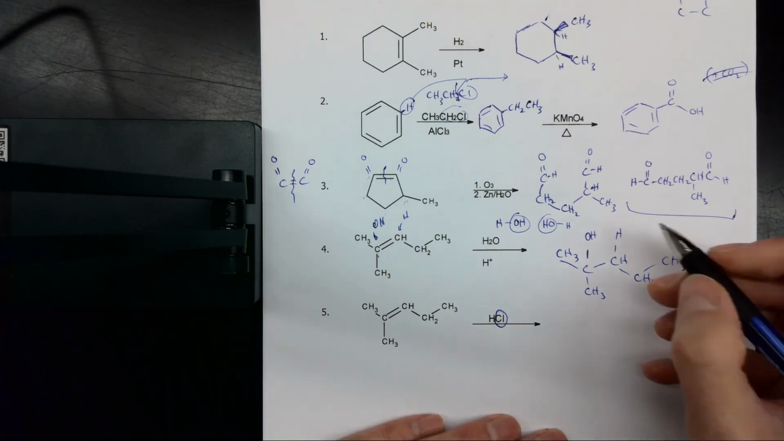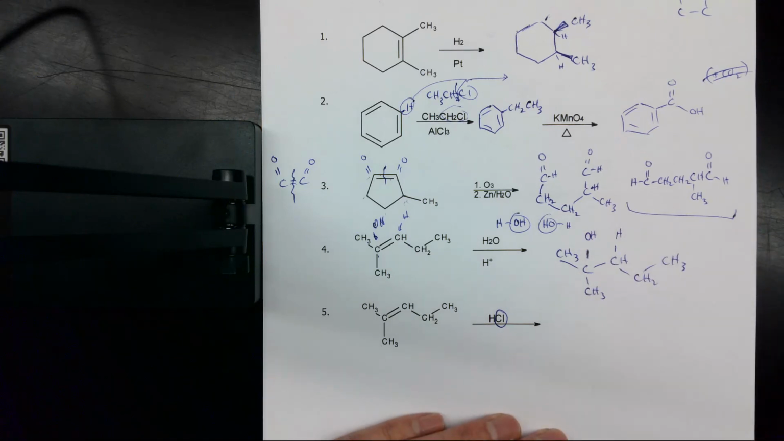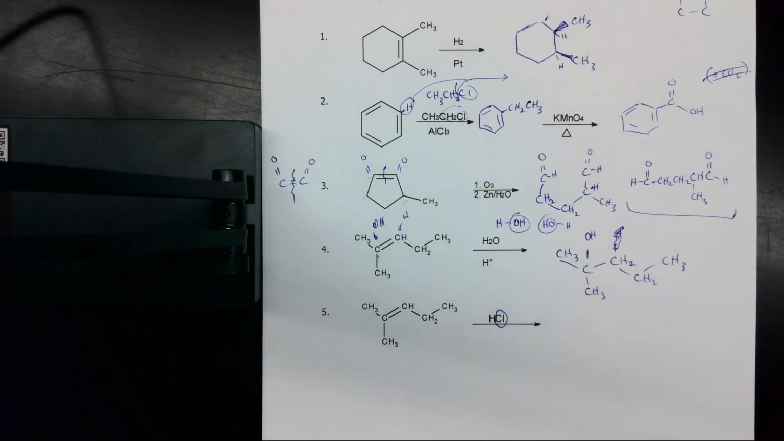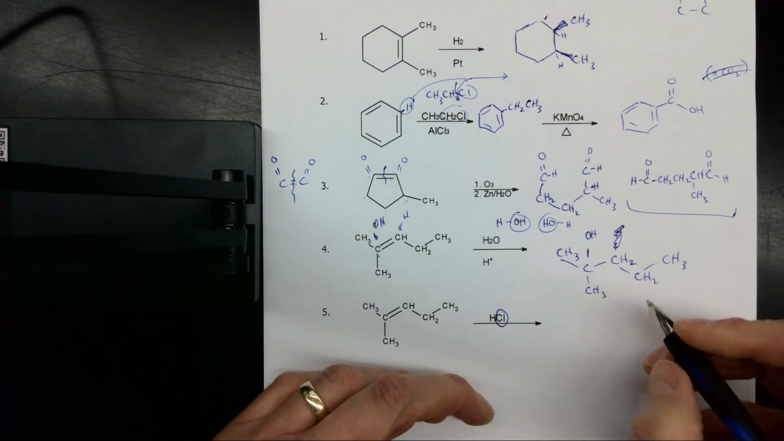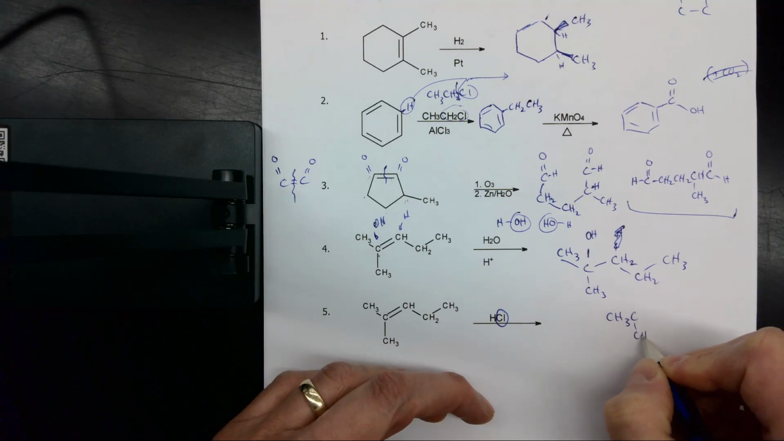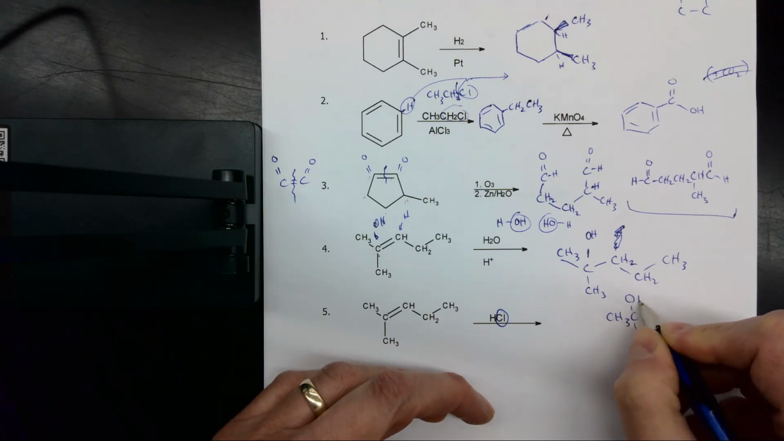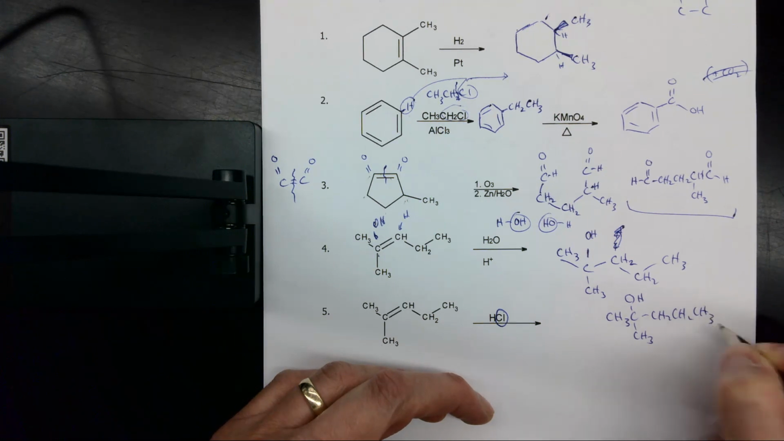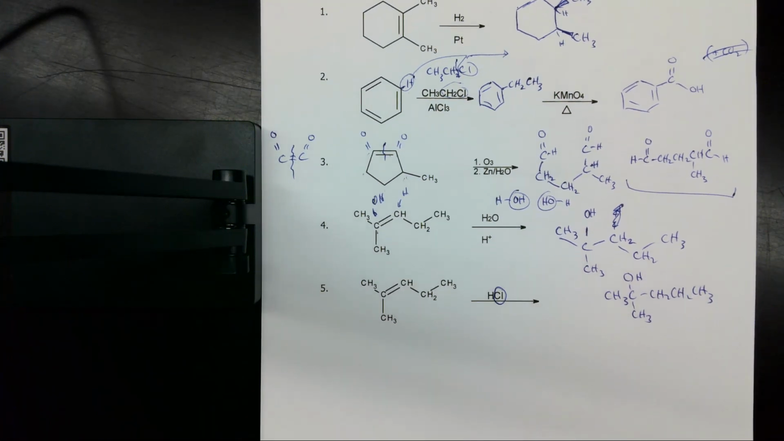Now I can draw it like that, that's no problem, or I can include that hydrogen with the hydrogen that was already there and write that as a CH2. Again, not the neatest looking thing. I could draw it a little bit neater as CH2, CH3, something like that. Number 5, as I mentioned, is going to be fairly similar.